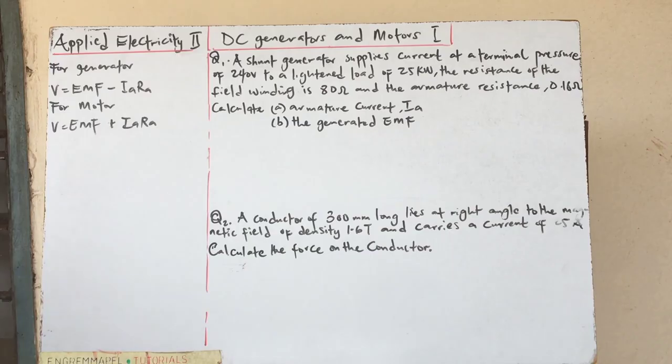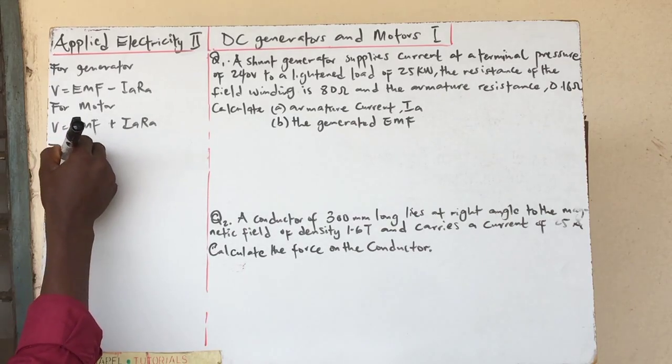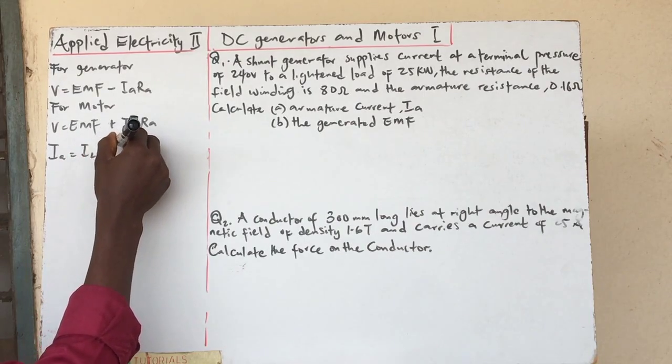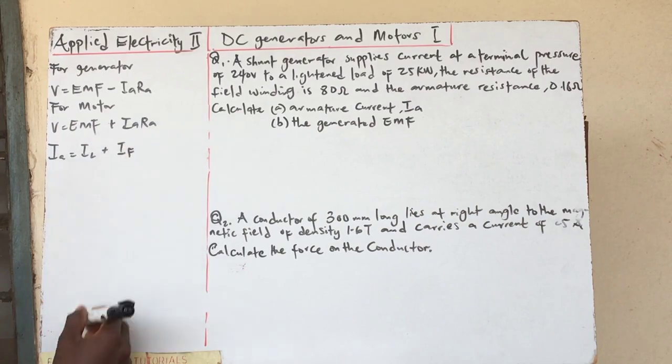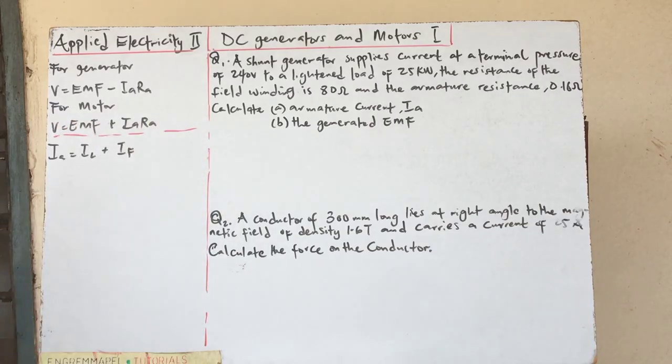Now, when we are not given armature current directly from the question, and we are asked to get it from the values given, we can say our armature current IA equals the load current plus the field current. Yes, the load current plus the field current. So how do we get the load current and how do we get the field current? For load current, you can use the electrical power law.